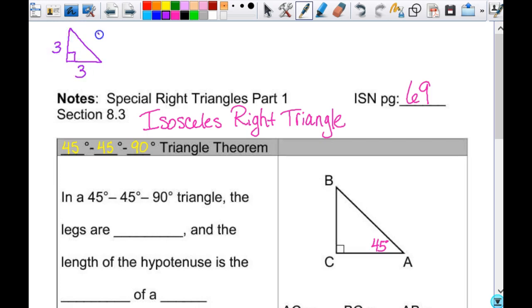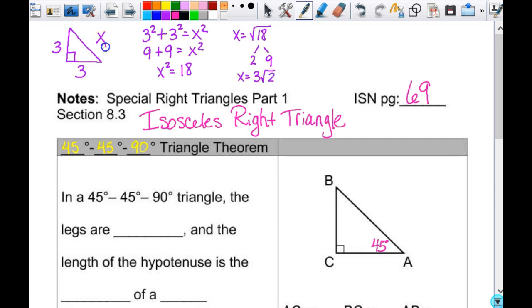3, 3, we'll call this x. Okay. So what kind of triangle do I have here? A right triangle. Is it an isosceles right triangle? Yes. Okay? Because these two sides are congruent, so it has to be. All right, so I'm just going to do Pythagorean theorem real quickly. So this is 3 squared plus 3 squared equals x squared. 3 squared is 9, plus 9 equals x squared. So x squared equals 18. x is the square root of 18. That's 2 and 9, right? So x just equals 3 square root of 2. Y'all agree with that? Okay.